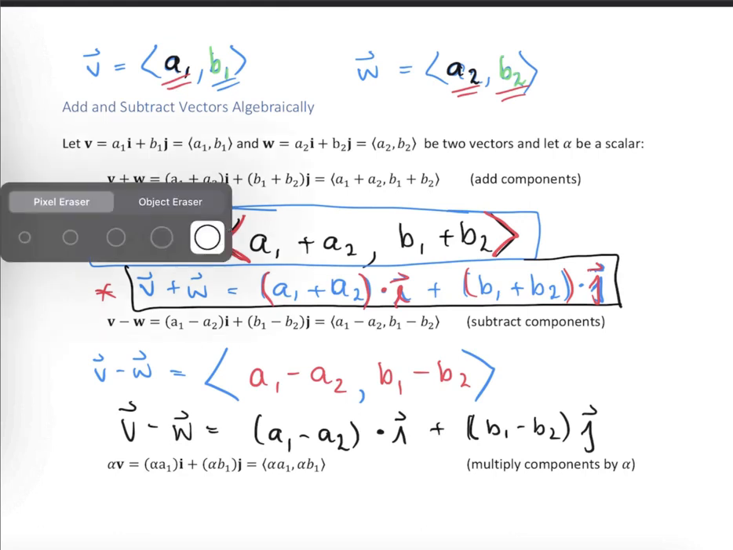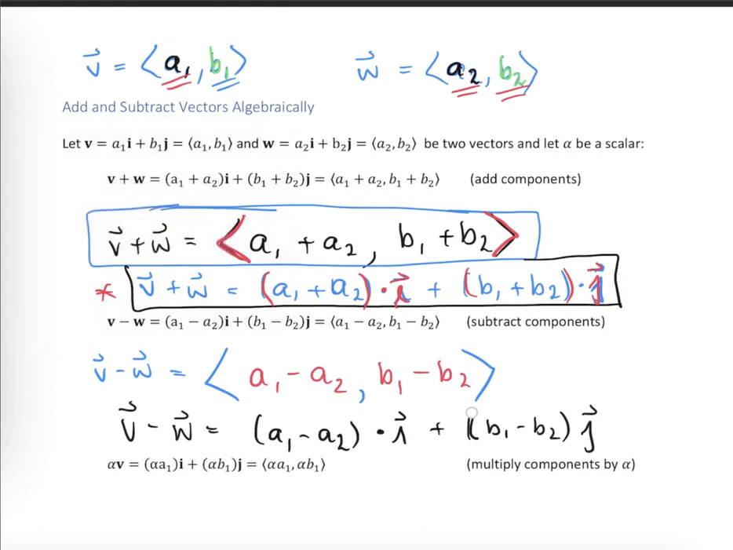Notice if I am writing in component form, I do not have any pointy brackets, but I do have i's and j's. And if I'm writing it in position vector form, I have only pointy brackets and no i's and j's.